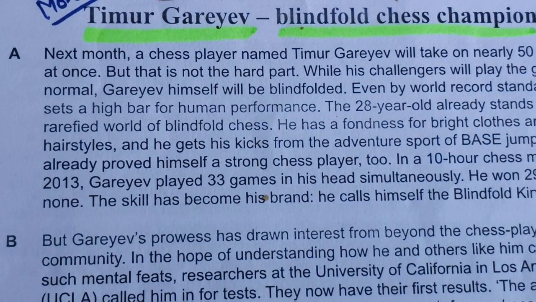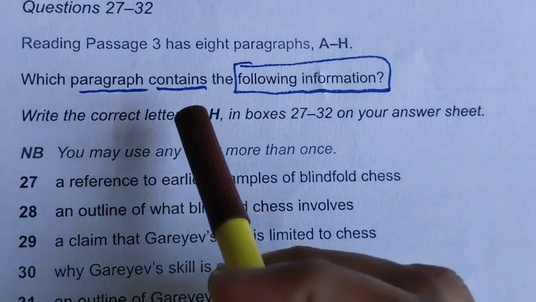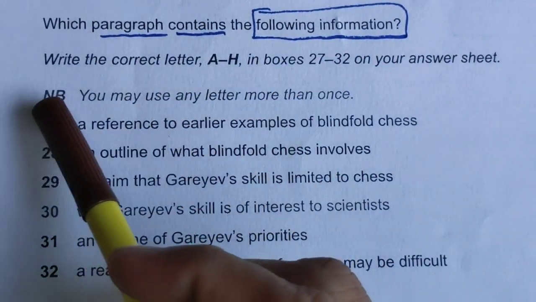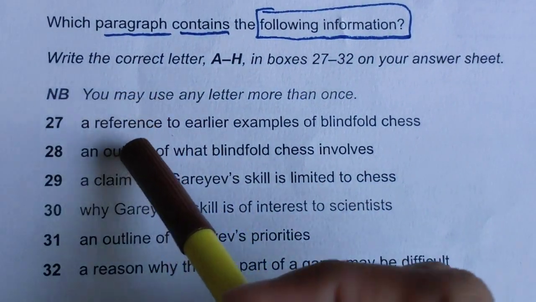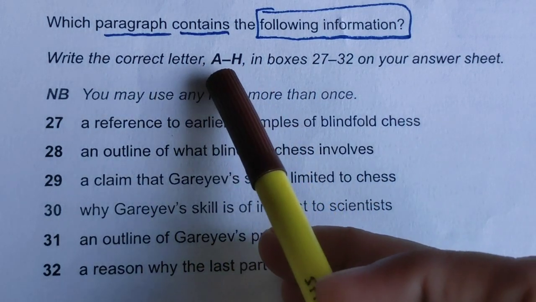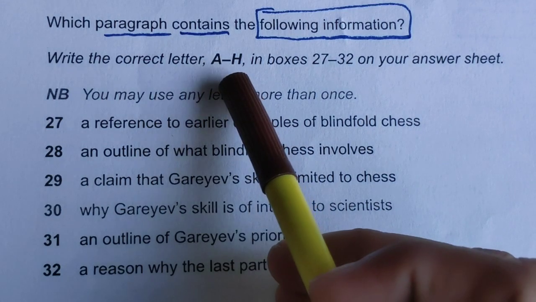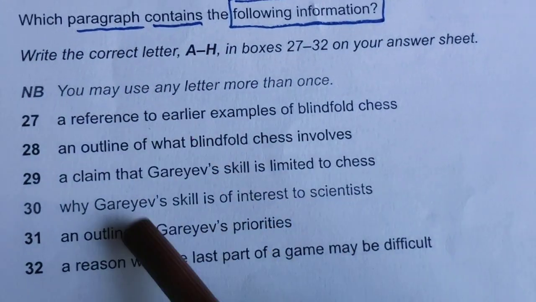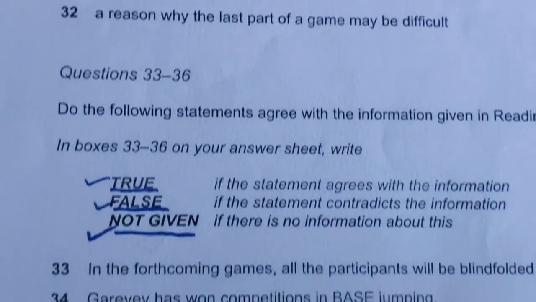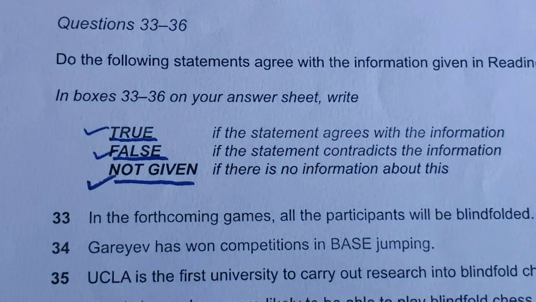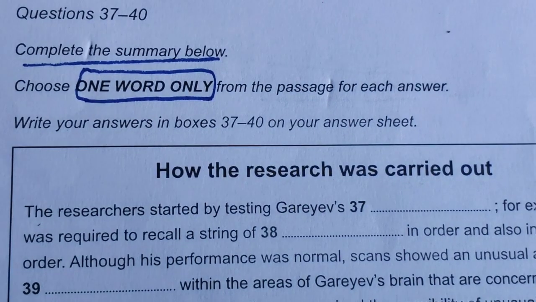Now let's look at the types of questions here. The first type is: which paragraph contains the following information? It means you may use any letter more than once, from paragraph names A to H, so any paragraph name may come twice. The second type of question is true, false, not given, my favorite one.